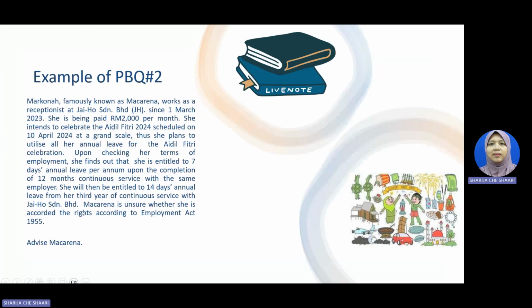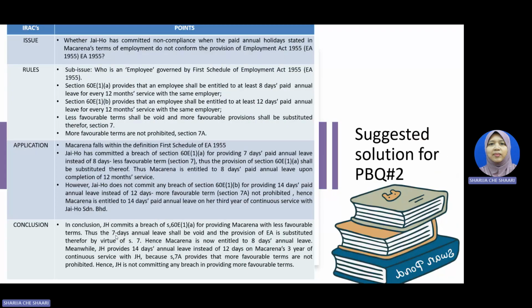So Macarena is unsure whether she is accorded the rights according to the Employment Act. So you are required to advise Macarena. The issue here would be whether Jaiho has committed any non-compliance when the paid annual leave or annual holidays stated in Macarena's terms of employment do not conform to the provisions of the EA.